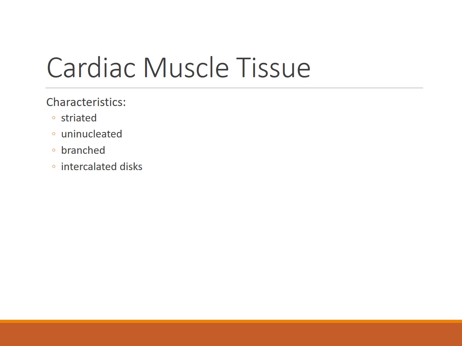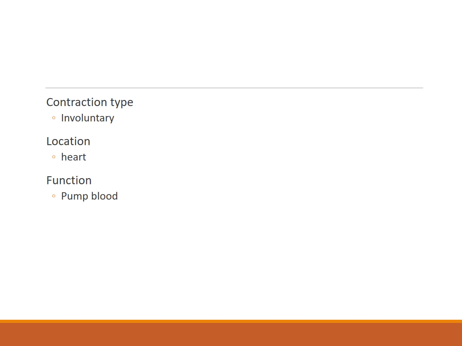Cardiac muscle tissue. Cardiac muscle tissue is striated, similar to skeletal. There is only one nucleus in each cell, so it's uninucleated. The ends of cardiac muscle cells are branched, and one cardiac muscle cell will attach to the next by a specialized structure called an intercalated disc. We'll discuss that more in detail in a minute. The type of contraction is involuntary. Cardiac muscle tissue is only found in the heart, where it functions to pump blood.